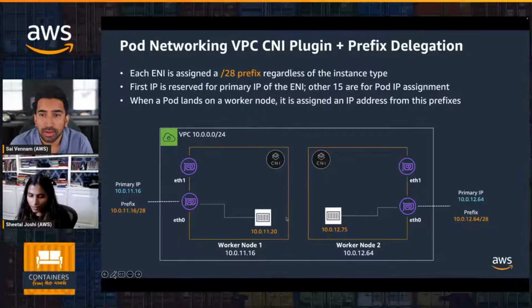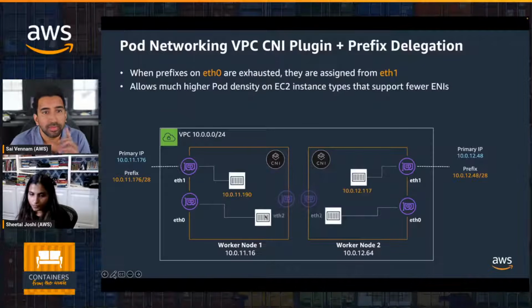And when a pod actually lands on a worker node, it is assigned an IP address from within that prefix. So just as an example, if an instance type supports 3 secondary IPs, you should be able to assign 3 prefixes, which tremendously increases the number of pods that you can be running on any node.